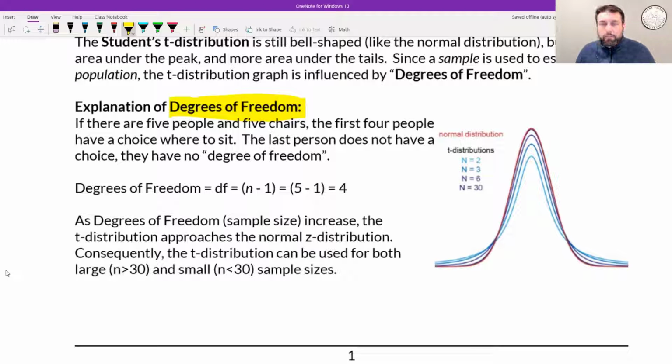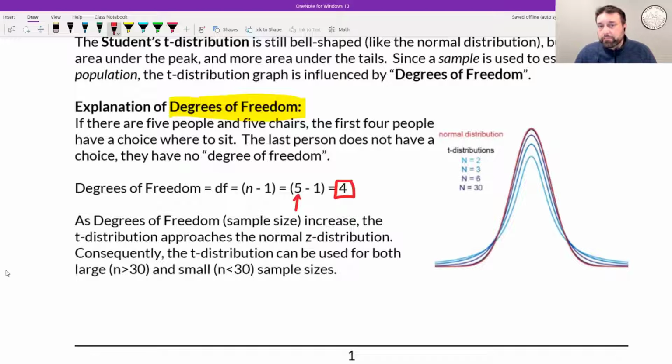Why is there 4? Because the first 4 people have the degree of freedom to choose what chair to sit on. The last person has no degree of freedom to select what chair. They take whatever's left over. So if you've got 5 people in a group, the number of degrees of freedom is equal to 4.